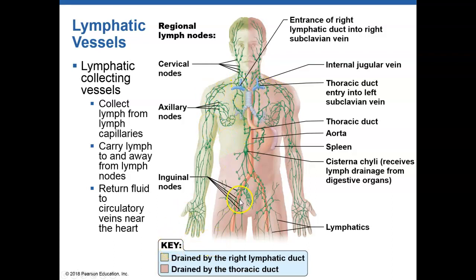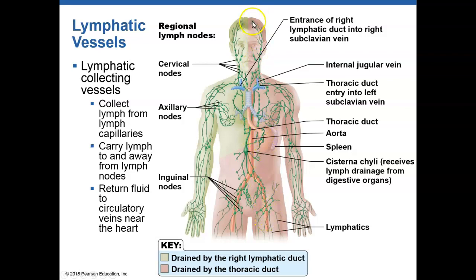So there are two major lymphatic ducts that dump fluid back into the subclavian veins. You have the right lymphatic duct. So this yellow portion here is the right lymphatic duct. The right lymphatic duct drains the right side of the head, the right shoulder, the right arm, and the right side of the thoracic cavity. Then you have the thoracic duct.